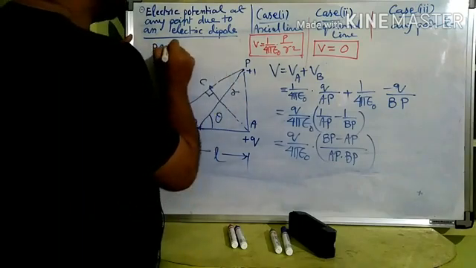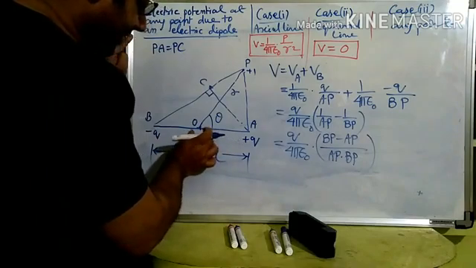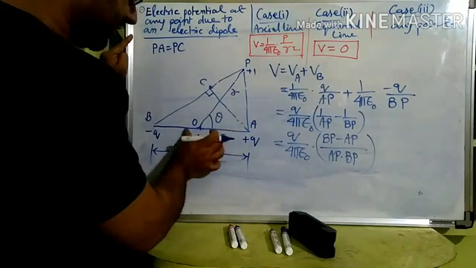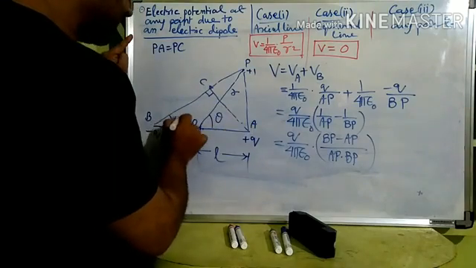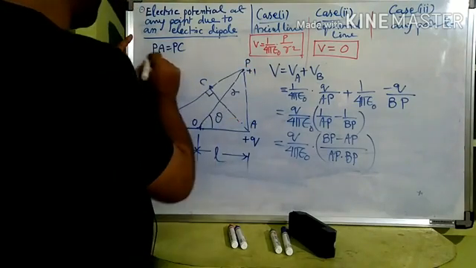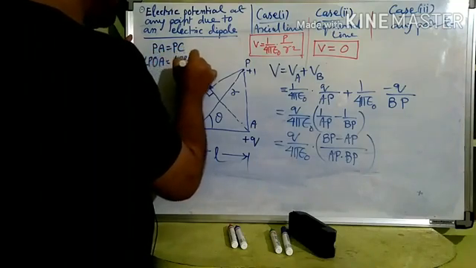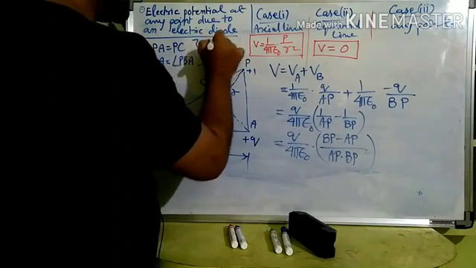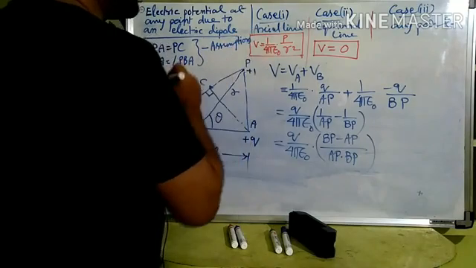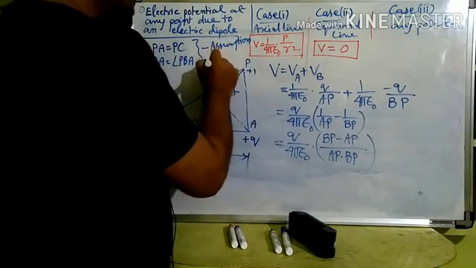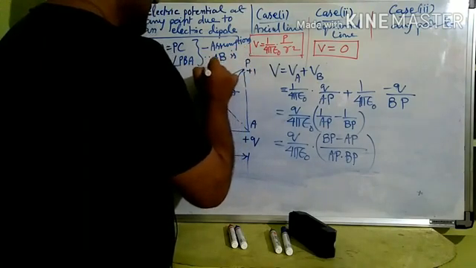Now, two assumptions will be taken. PA is equal to PC, and when A will be very close to B, then angle POA will be the same as angle PBA. Angle POA is equal to angle PBA. These two are assumptions. And why are we taking these assumptions? Since AB is negligibly small.